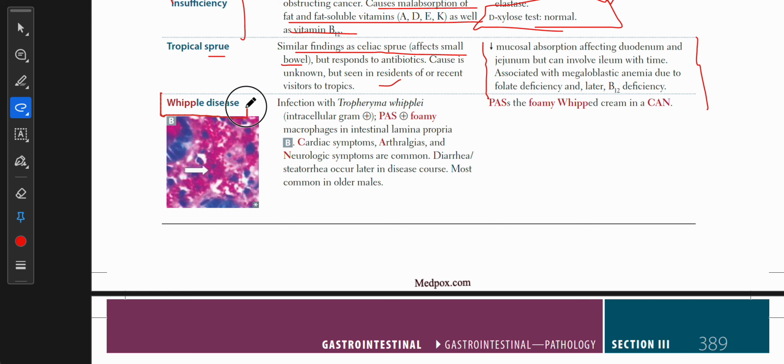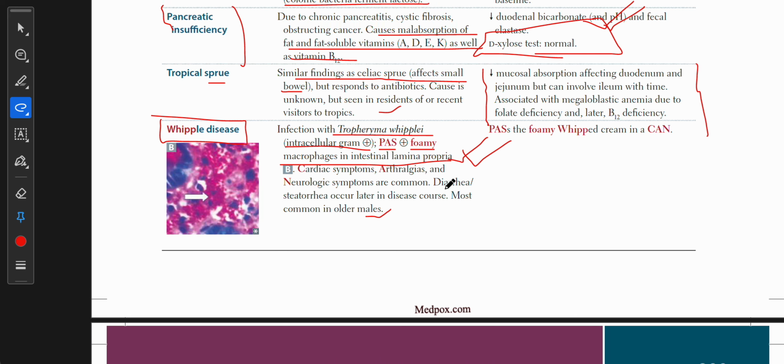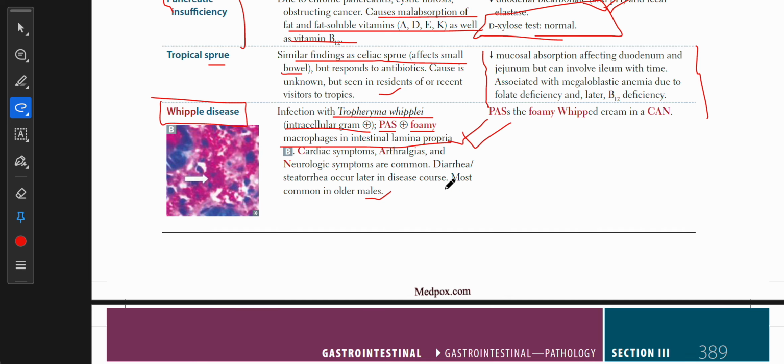Another disease here is Whipple disease, which is very important. Whipple disease is due to infection with Tropheryma whipplei. It is an intracellular gram-positive bacterium, PAS positive, and foamy macrophages in the intestinal lamina propria are present. Cardiac symptoms, arthralgias, and neurological symptoms are common. Diarrhea or steatorrhea occur later in the disease course, most common in older males, right? So the mnemonic is PAS, the foamy whipped cream in a can.